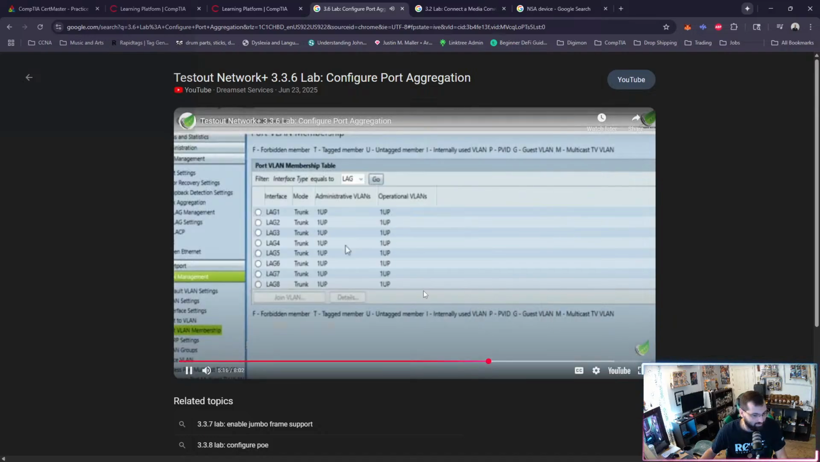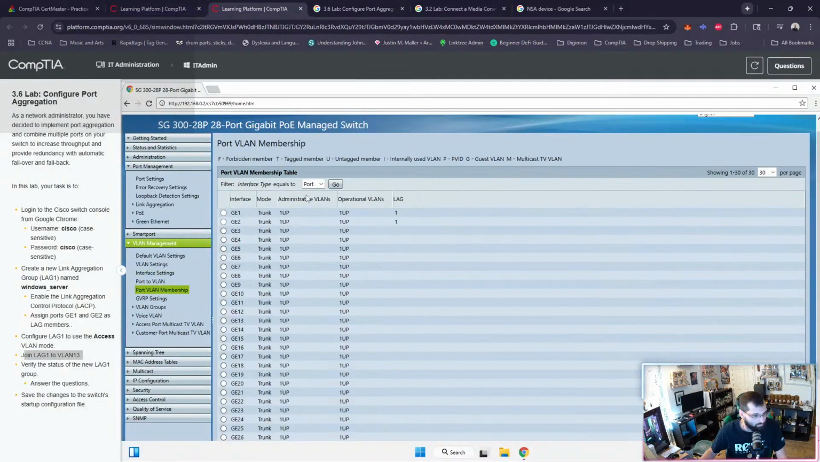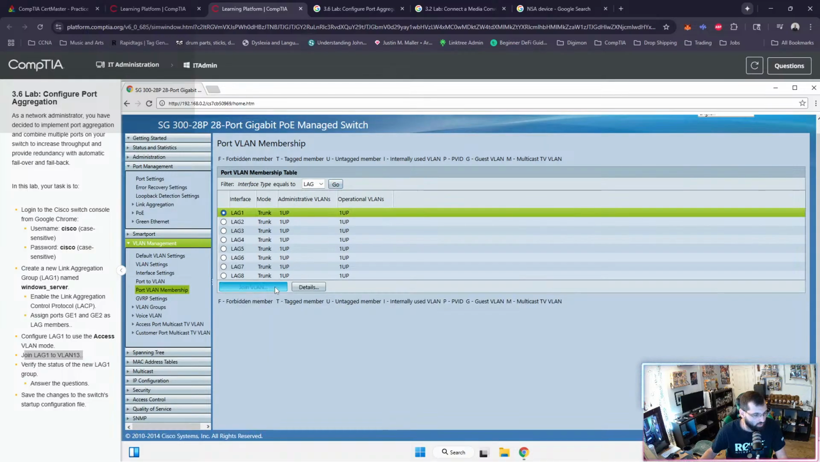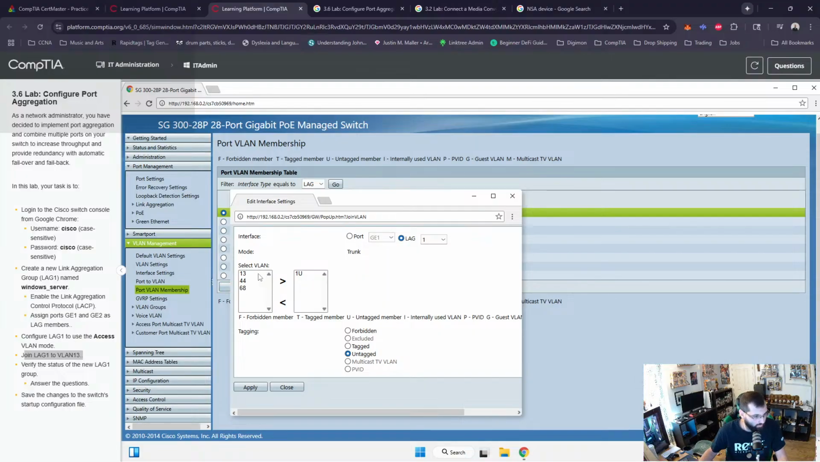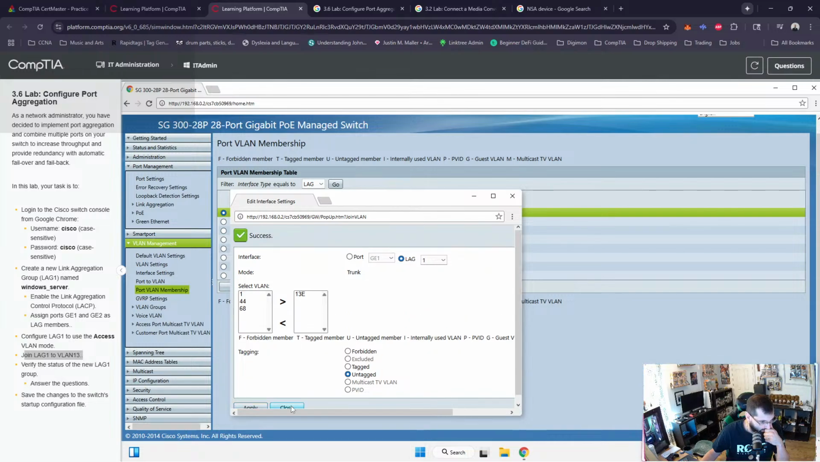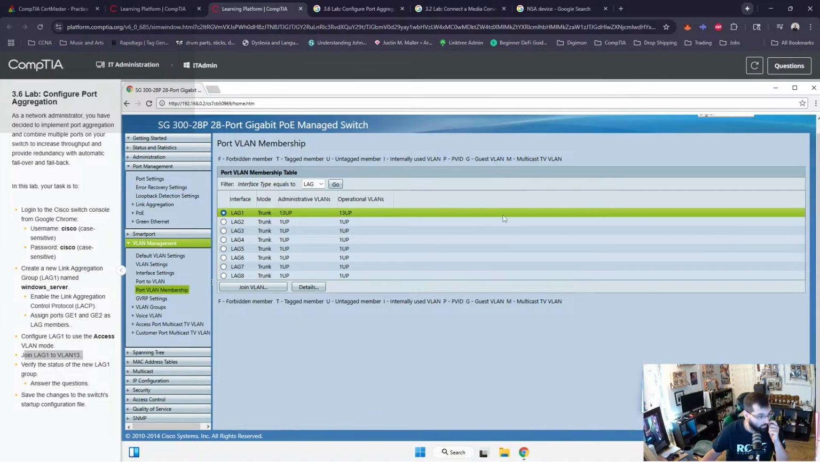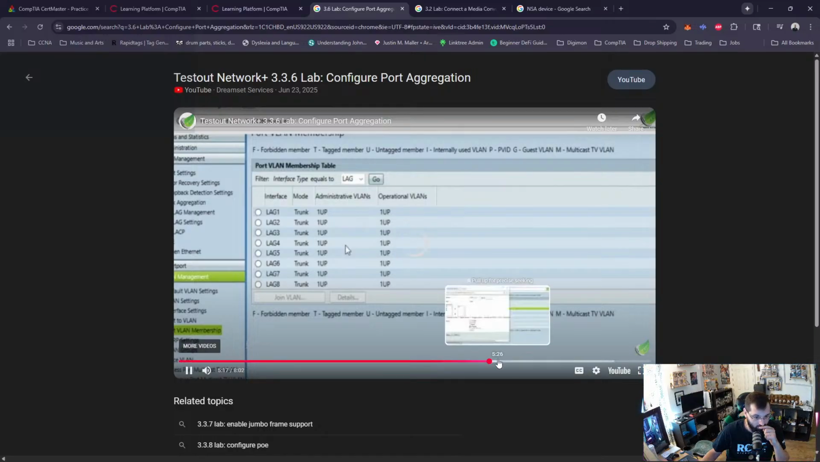Okay, what are you clicking? VLAN membership? Okay, we're going to go here. Join VLANs. And we want to join VLAN 13. Okay, that makes sense. VLAN membership. Verify the status of the new thing. So we're going to apply. Success. How are we going to verify this? Are we going to ping it?